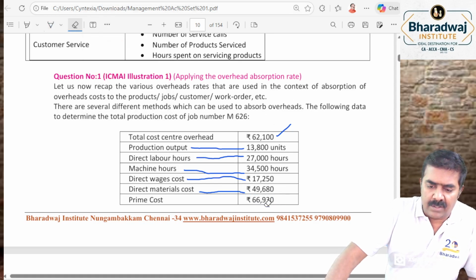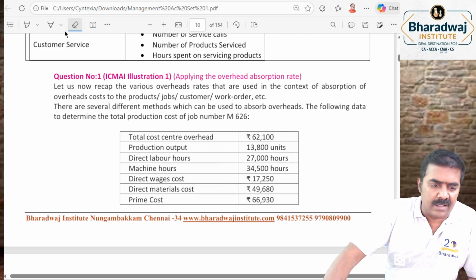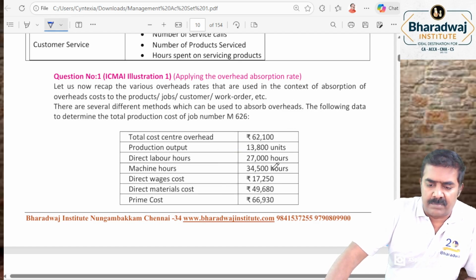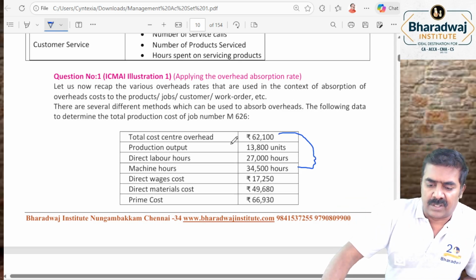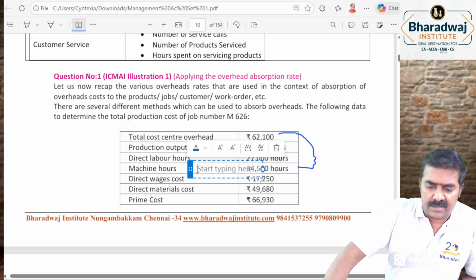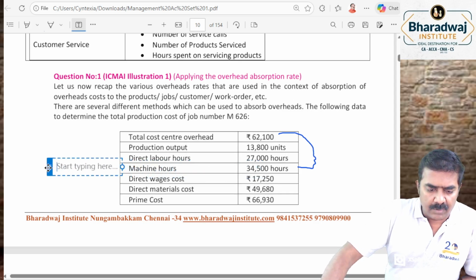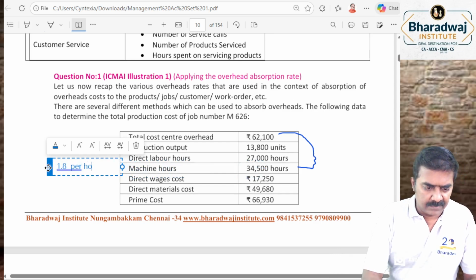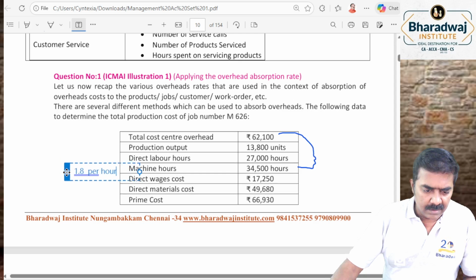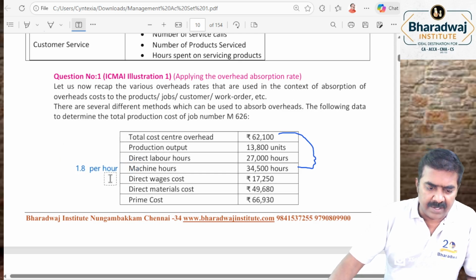Now, how to absorb overheads? It depends upon your company. In general, overheads will be absorbed based on machine hours. Work it out. 62,100 divided by 34,500 based on machine hours, what is the rate? 1.8 per hour, based on machine hours.